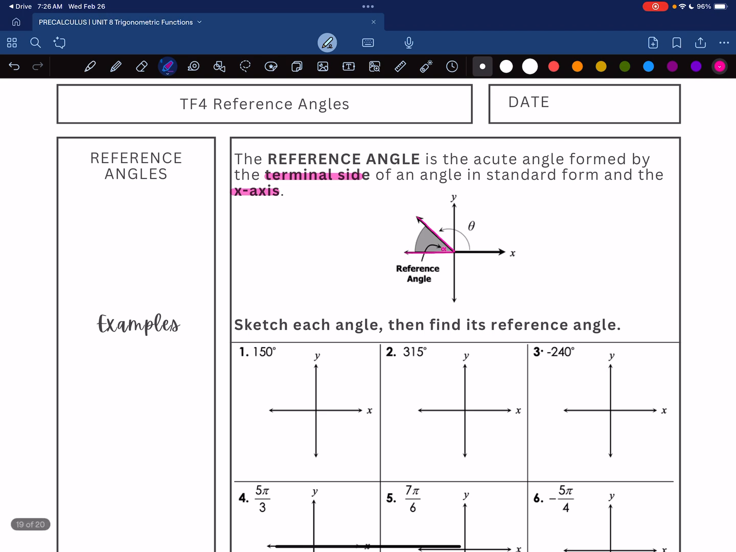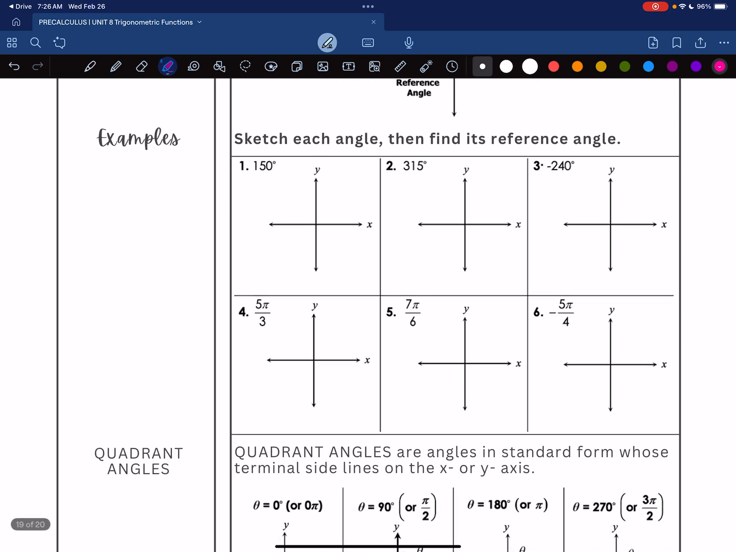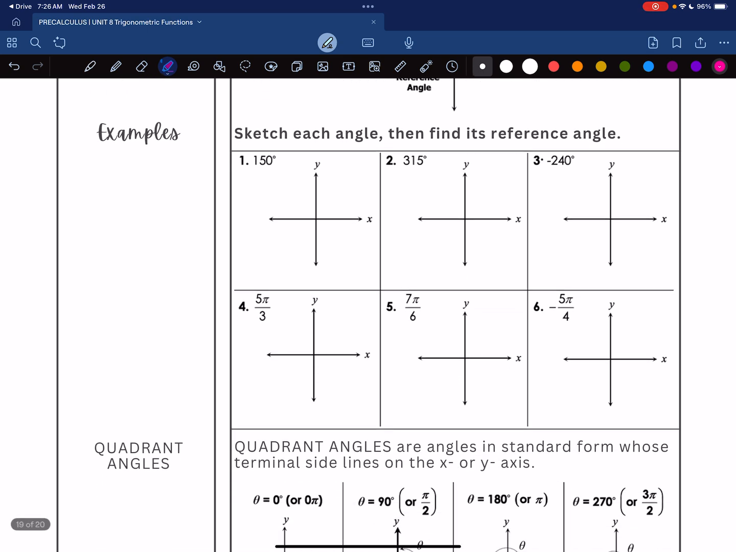So let's go ahead and see if we can correctly identify the reference angles for these examples below. What we're going to do is sketch each angle theta, and then we'll find its reference angle, call that alpha, and state just how many degrees or radians that is. So let's go ahead and get started.